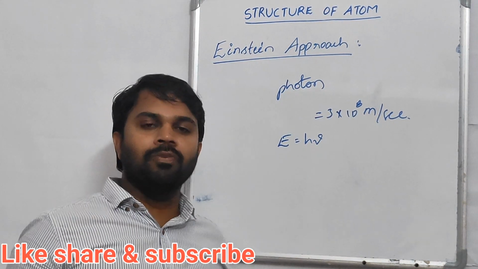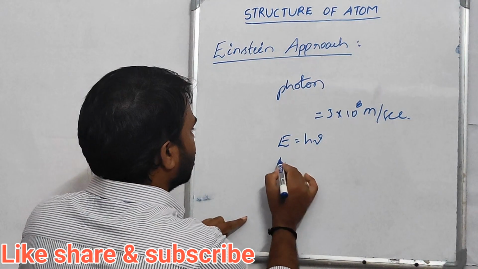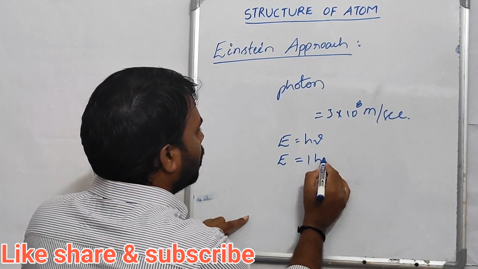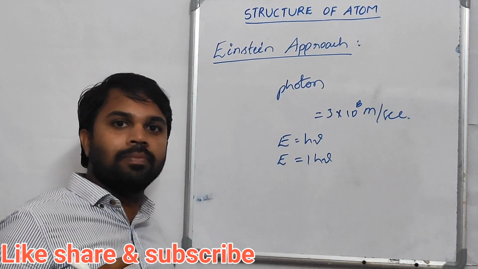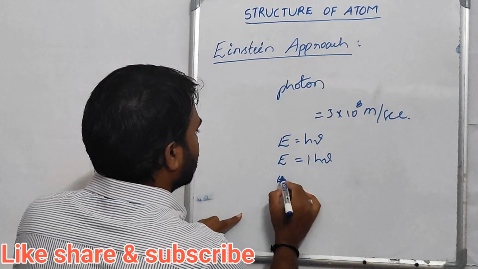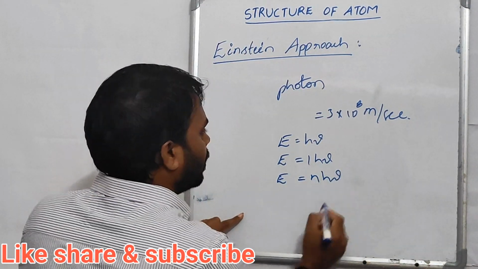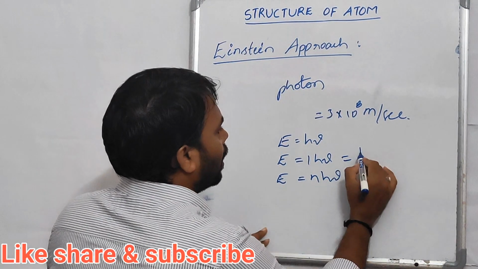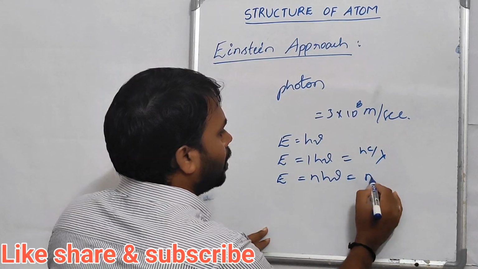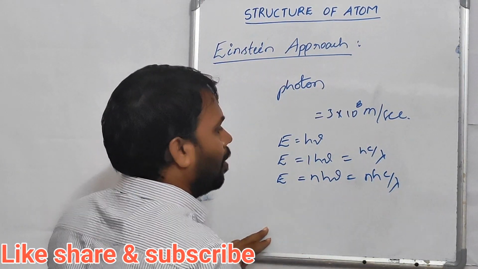The energy possessed by one photon is E equals 1 into h nu. The energy possessed by n photons is n h nu, that is, n h c by lambda.